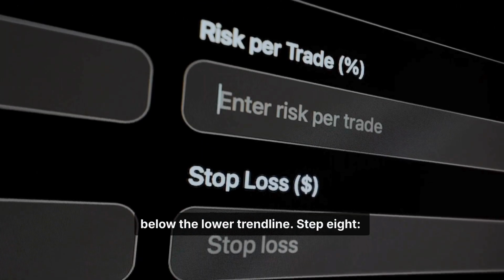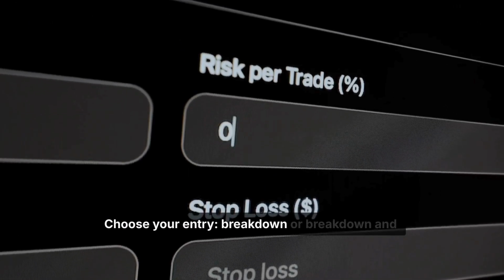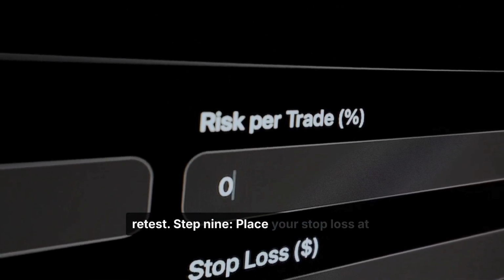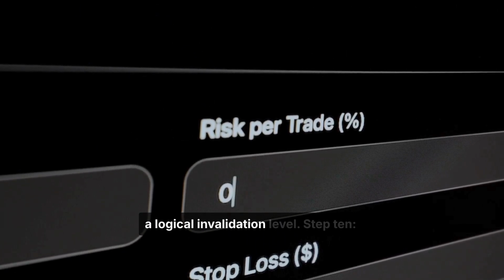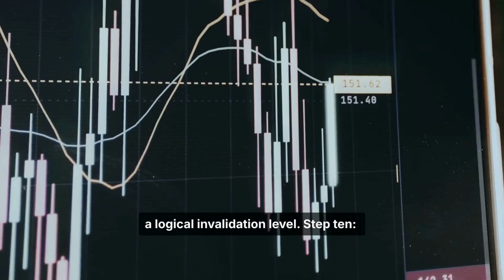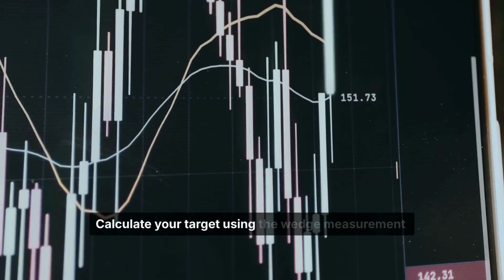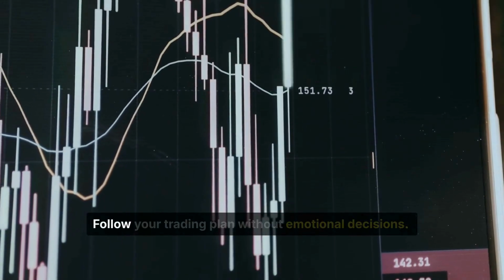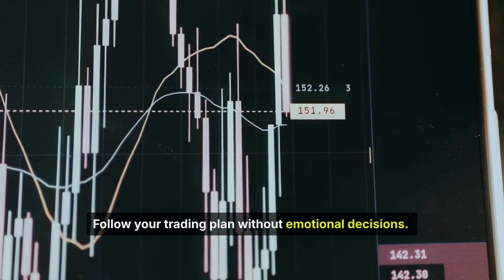Step 8. Choose your entry: breakdown and retest. Step 9. Place your stop loss at a logical invalidation level. Step 10. Calculate your target using the wedge measurement and nearby support. And finally, follow your trading plan without emotional decisions.